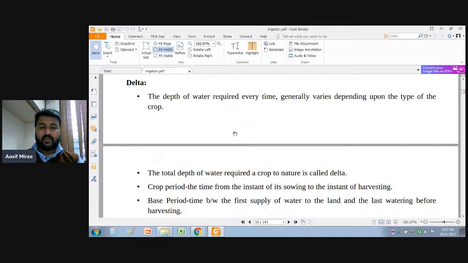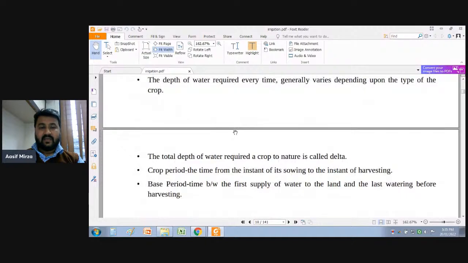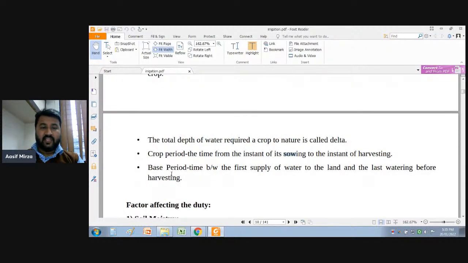Now, the total depth of water required by a crop to mature is called delta. Crop period: what is crop period? The time from the instant of its sowing to the instant of harvesting, this is the crop period. Now, base period: the time between the first supply of water to the land and the last watering before the harvesting. So this is the base period.